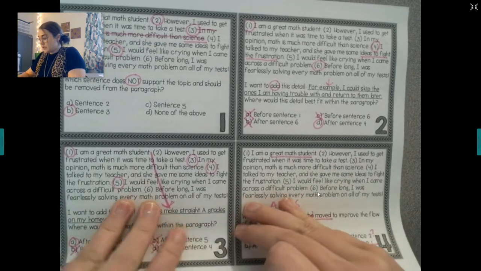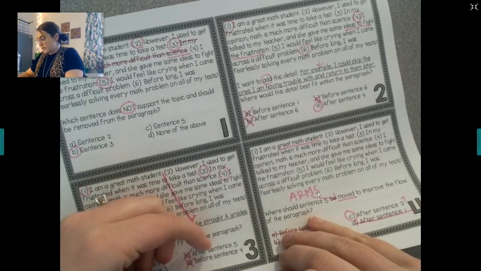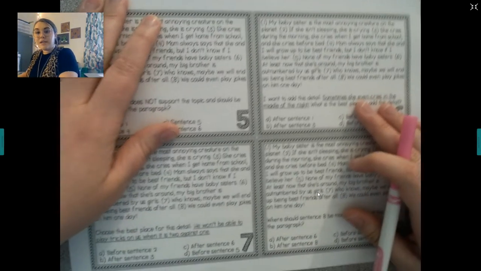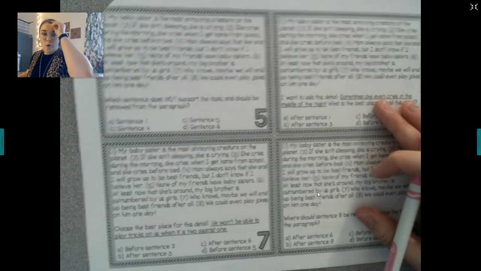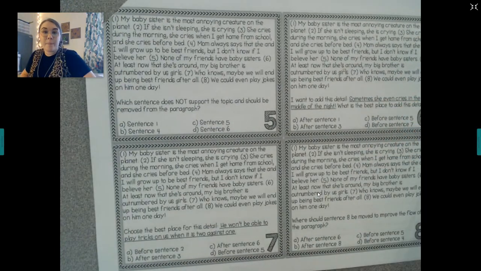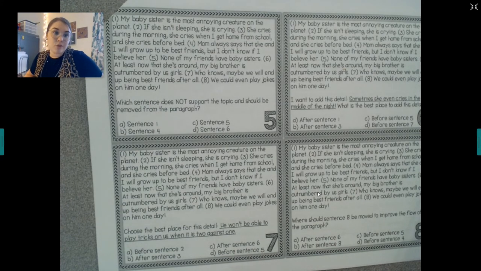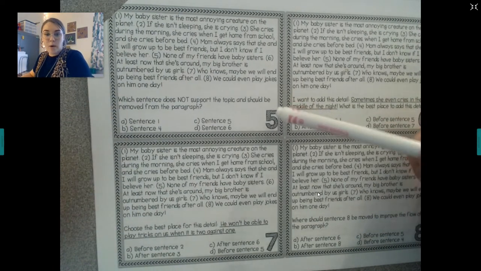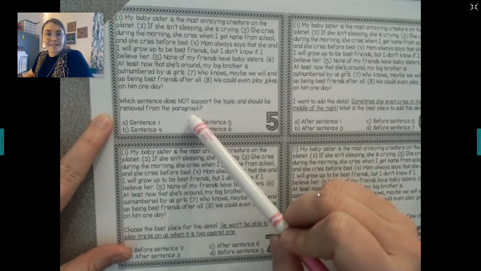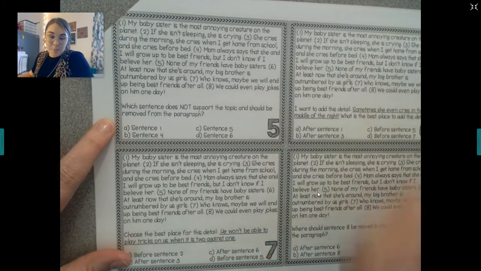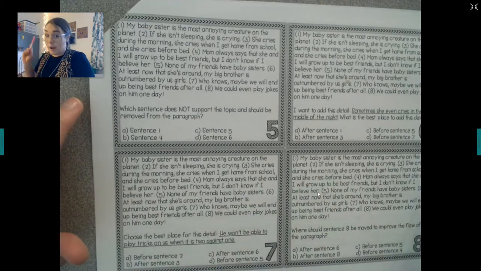So let's look at the second page of this. When you are adding, removing, moving, substituting sentences, you need to know what the topic is, the central idea is. Otherwise, it's going to be hard to remove something if you don't know what the paragraph is talking about. So when I taught you yesterday, I taught you to read the question first, read the sentences, and circle the sentences it talks about, because that is going to be the most help, I promise.